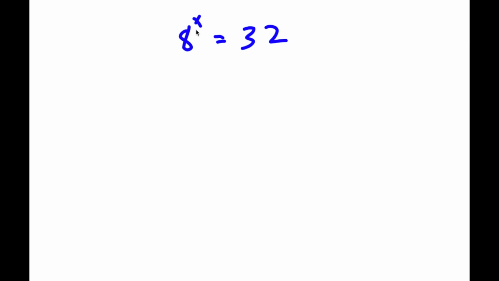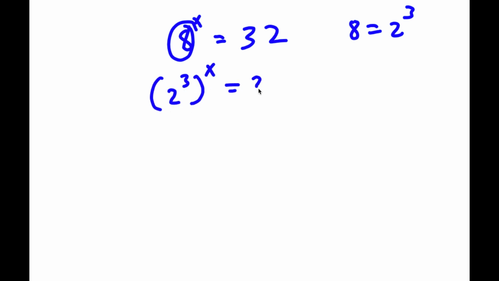So what I'm first going to do is I'm going to rewrite 8 here as 2 to the power of 3, because 8 equals 2 to the power of 3. So now I have 2 to the power of 3 to the power of x is equal to 32.